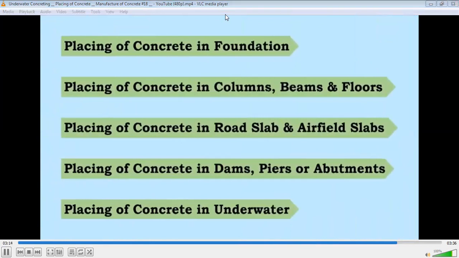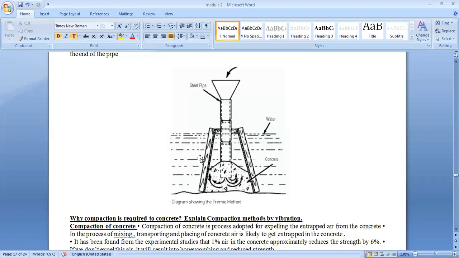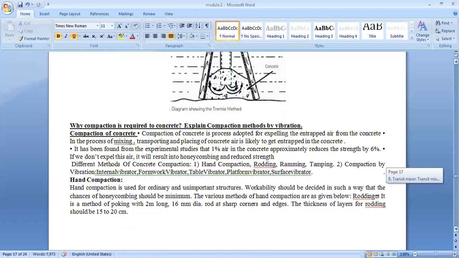This is about the placing of concrete underwater. Next, after placing, it will be compaction. The compaction and curing I will take into the next class.